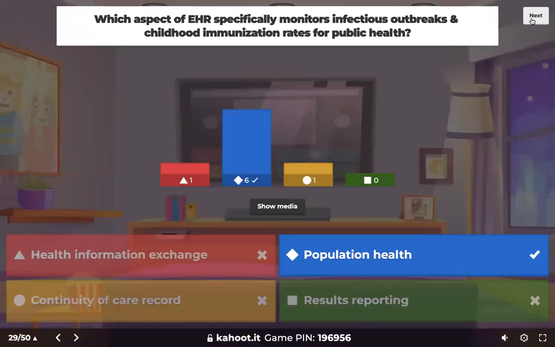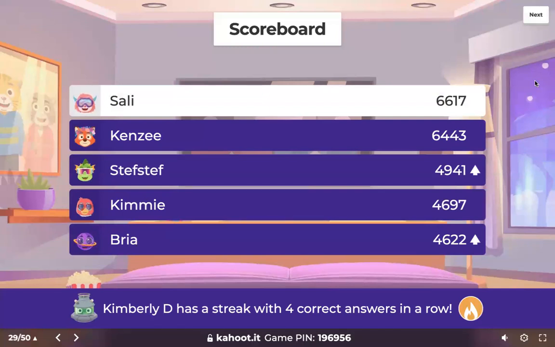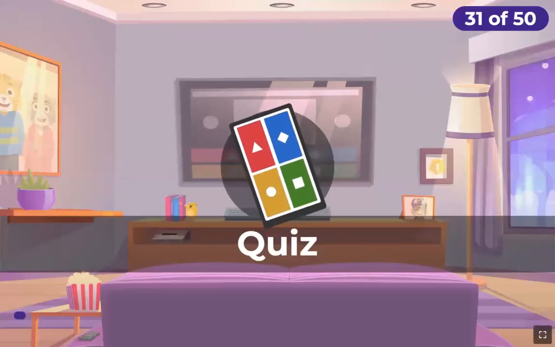All right, everybody picked population health except for a few, and the answer is, in fact, population health. Let's see what happened to the board. A little shuffling, okay? So population health focuses on tracking and reporting health trends, including infectious disease outbreaks and immunization rates, to public health agencies for proactive management and response. So if you didn't know what population health is, now you know, okay? Let's go to the next one.